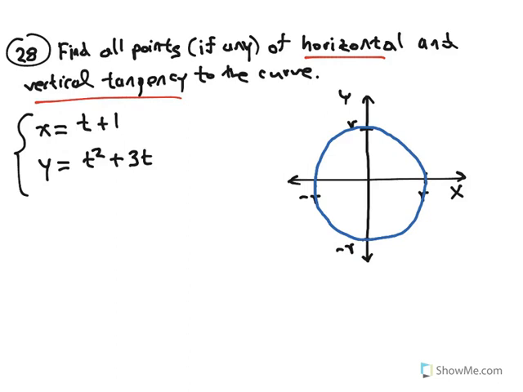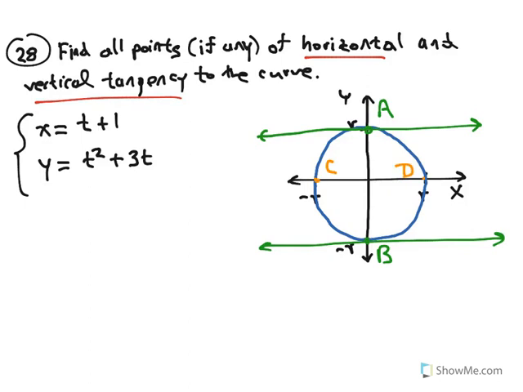Suppose you have a set of parametric equations that gives you a circle of radius r centered at the origin. This circle has 2 points of horizontal tangency. They are going to be points A and B. The tangent lines to the circle at these 2 points are horizontal, and the curve has 2 points of vertical tangency, and they're going to be points C and D. The tangent lines to the curve at these 2 points are vertical.